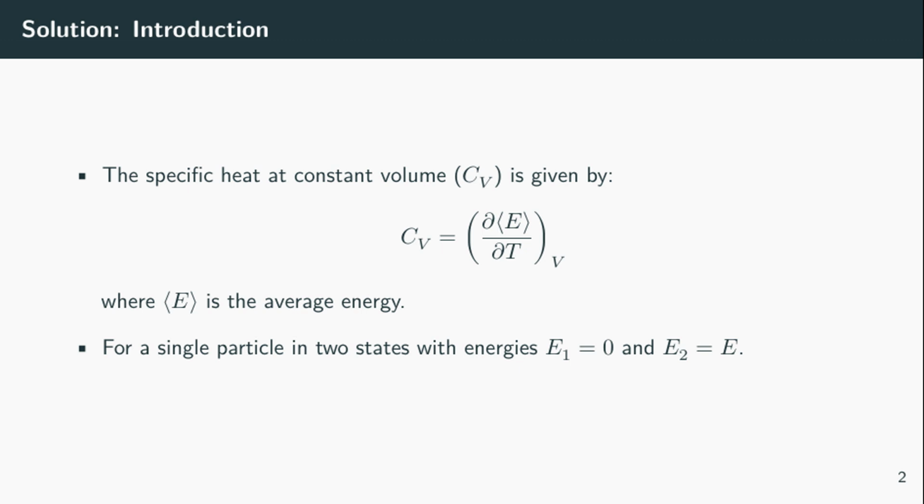First, we need to remember the definition of specific heat at constant volume, or Cv. It's given by the derivative of the average energy of the system with respect to temperature, keeping the volume constant. The formula looks like this: Cv equals the partial derivative of the average energy, written as angled brackets around E, with respect to T, all while keeping V constant. In our specific problem, we have a single particle that can occupy one of two energy states, one with energy E1 which is 0 and another with energy E2 which is E.